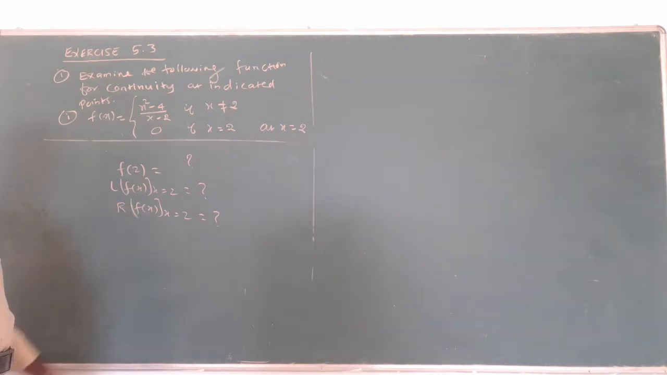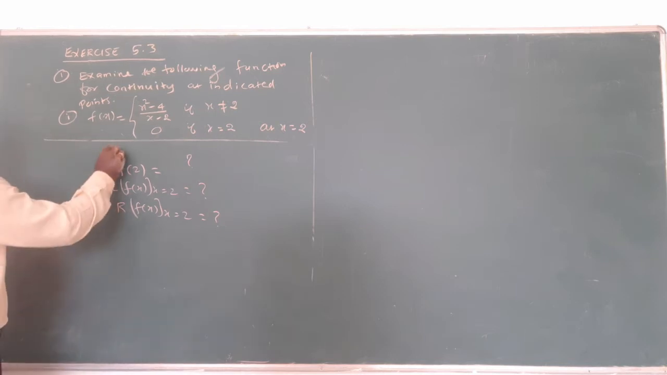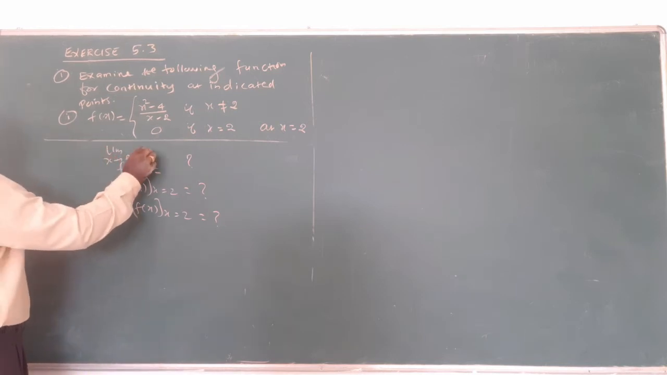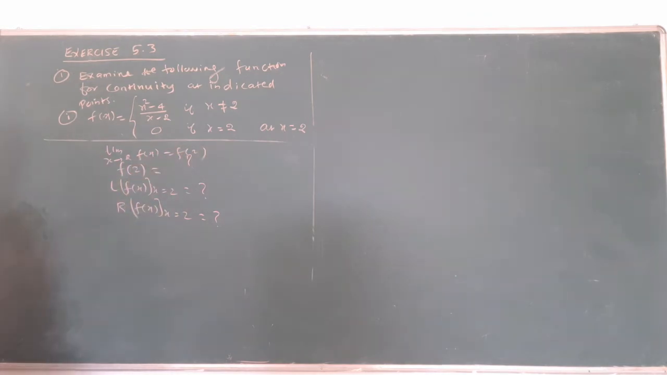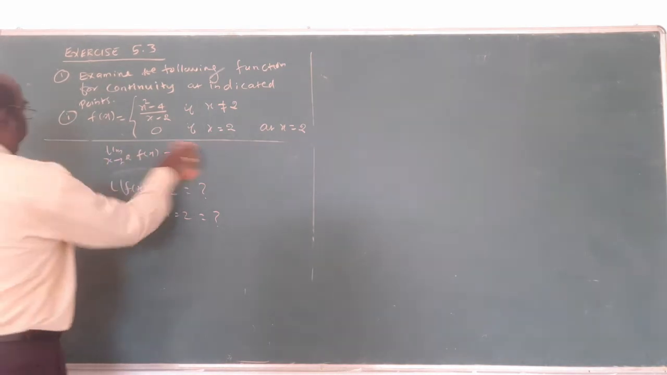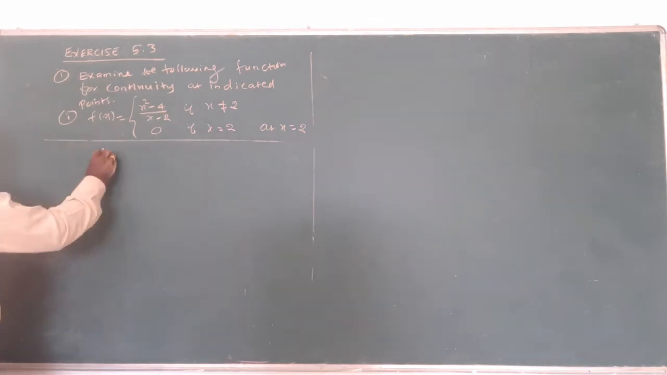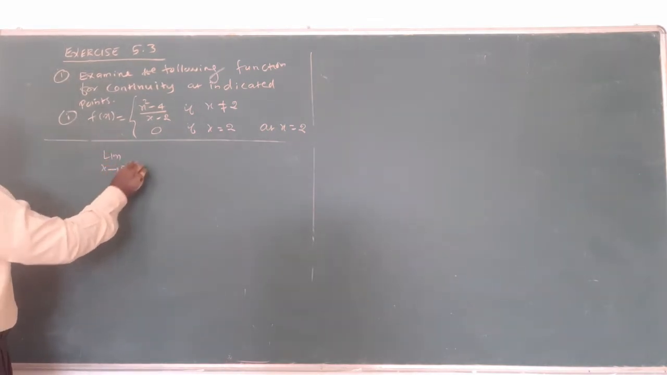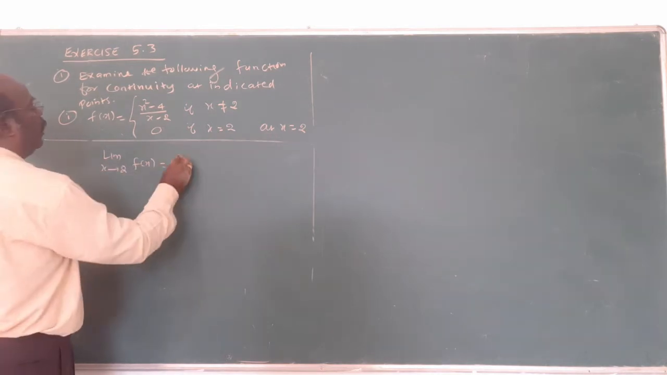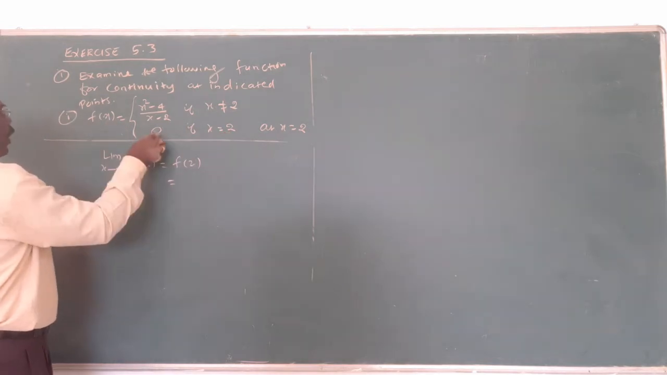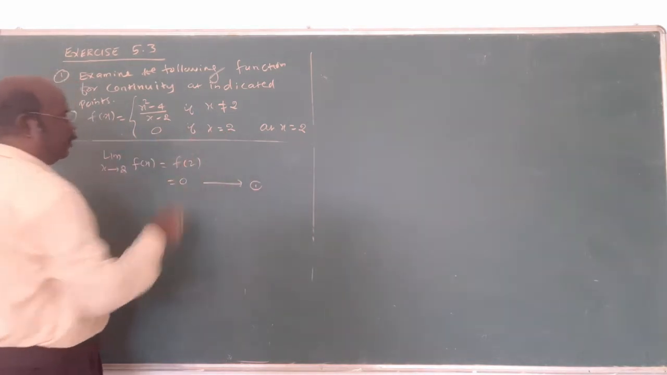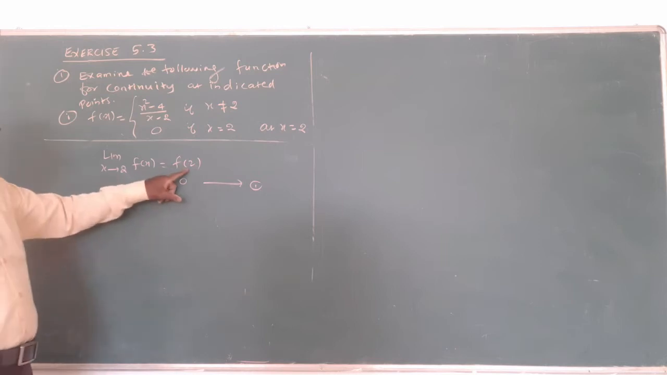Very, very important. You will find f of 2 directly. Directly f of 2 means what exactly? Limit x tends to 2 of f of x, that is called f of 2. Am I right? So if all three answers are equal, automatically it is continuous at x equal to 2. Otherwise, not continuous. That's why first I am finding f of 2. Now, clearly, given at x equal to 2, f of x is 0 is the answer.